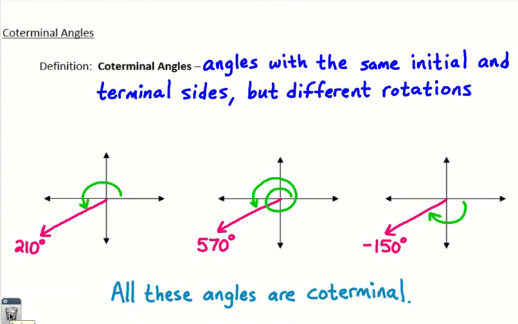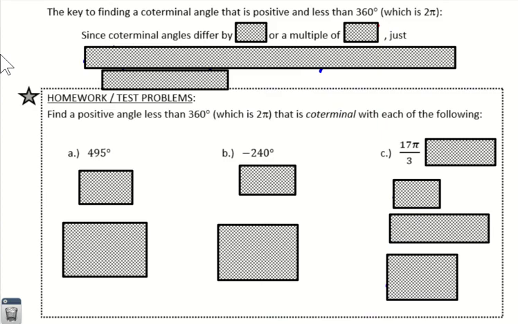This is something that you'll just kind of know naturally. It should go without saying that the nature of something coterminal is, you can't say that one angle is coterminal. You have to say these two angles are coterminal with each other, or these three or these four angles are coterminal with each other. Okay? So 210 is coterminal with 570, which is also coterminal with negative 150. All right.